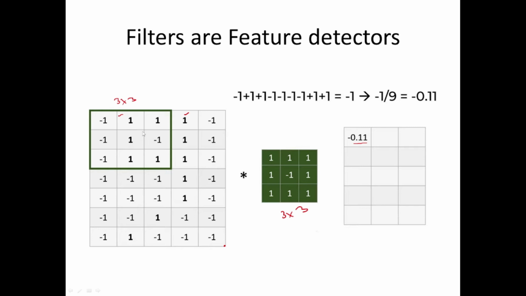And now do this operation for the second 3 by 3 grid after shifting by 1. If you are shifting by 1, the stride will be 1. This is known as stride. And if you are shifting by 2, the stride will be 2. You can keep the stride as per your convenience. And you have to perform this operation for the entire image.